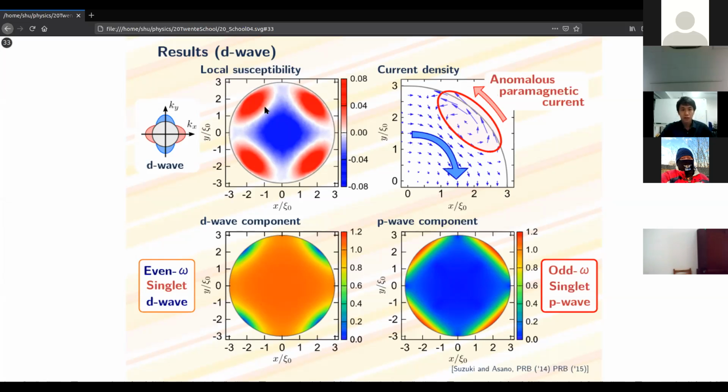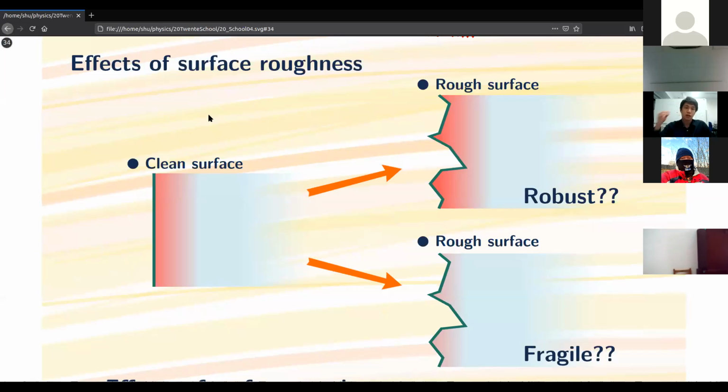So this is the so-called paramagnetic Meissner effect. We also study the effect of the surface roughness on this paramagnetic Meissner effect, because in a real experiment, the surface of the sample is probably not so clean. So we have to check if the odd frequency pair is robust or fragile against the surface roughness.